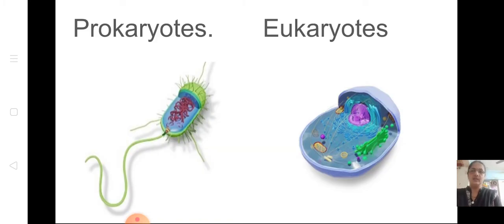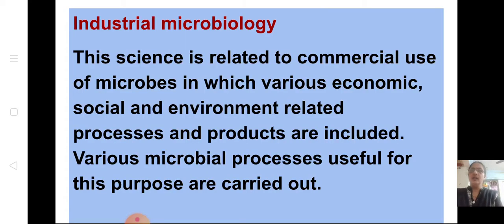So you can see these are prokaryotic microbes and eukaryotes. This is just a revision to show you what prokaryotes are. All the bacteria come under prokaryotes, and under eukaryotes come all the other algae, fungi and protozoans, which are eukaryotic microbes.